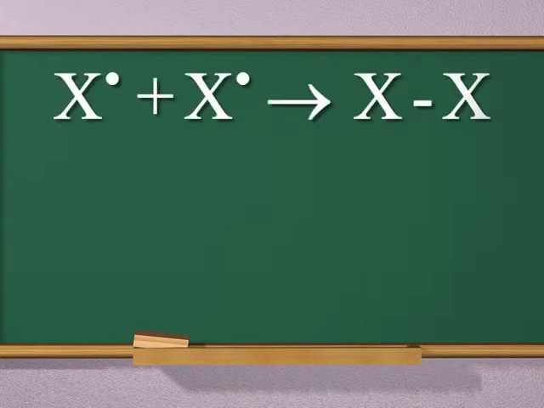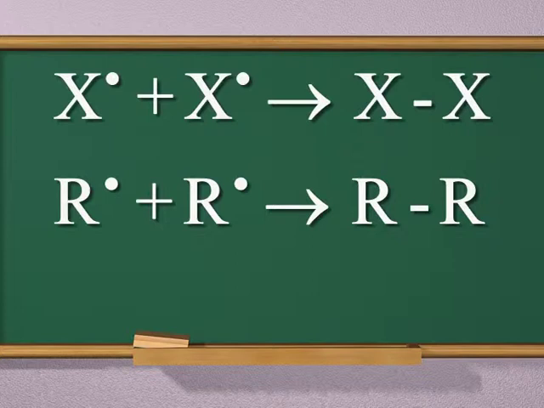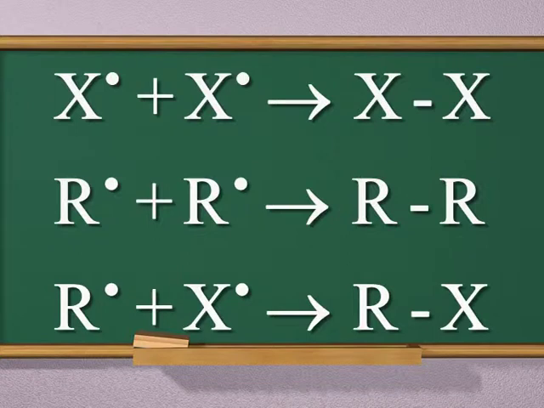The equation on the screen shows that two halide radicals combine to form halogen molecule. One free radical combines with alkyl group to form alkane. One alkyl group combines with halide radical to form alkyl halide.